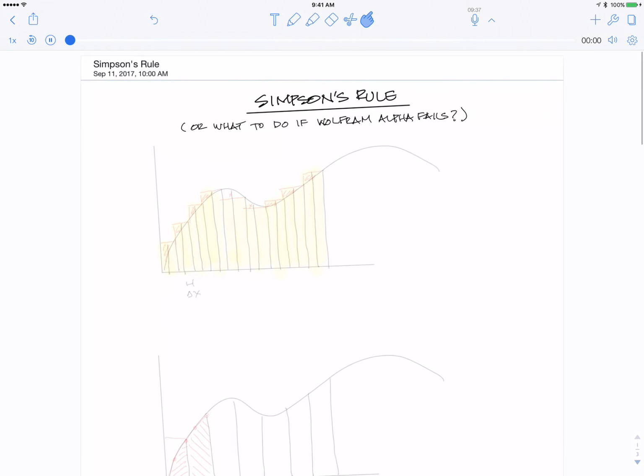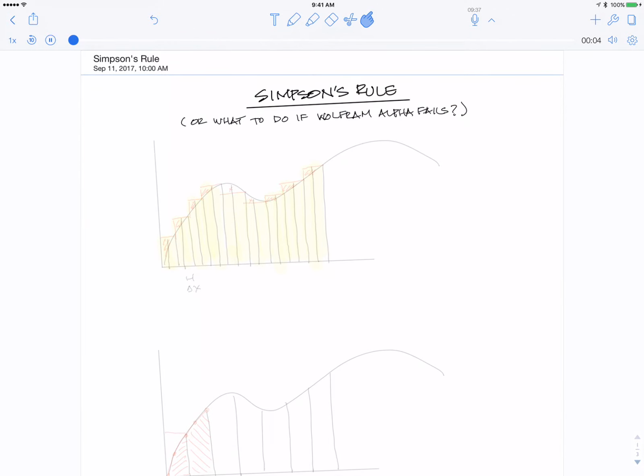So apparently the second problem on the homework that I assigned requires you to use Simpson's rule. I didn't intend for that, but since I did it, let me review Simpson's rule, or what to do if the integral is not on Wolfram Alpha.